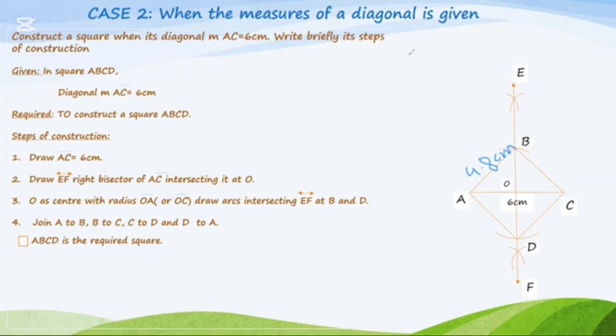Okay, is it clear, students? So in this way, we can draw the square when the measure of a diagonal is given, and case number 1 is when the measure of its sides is given. Is it clear?